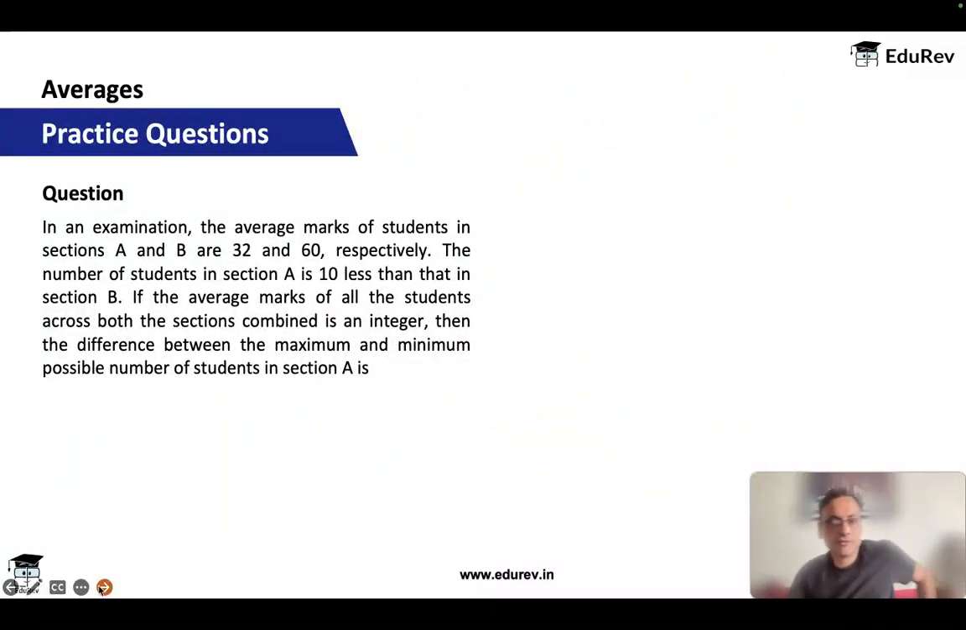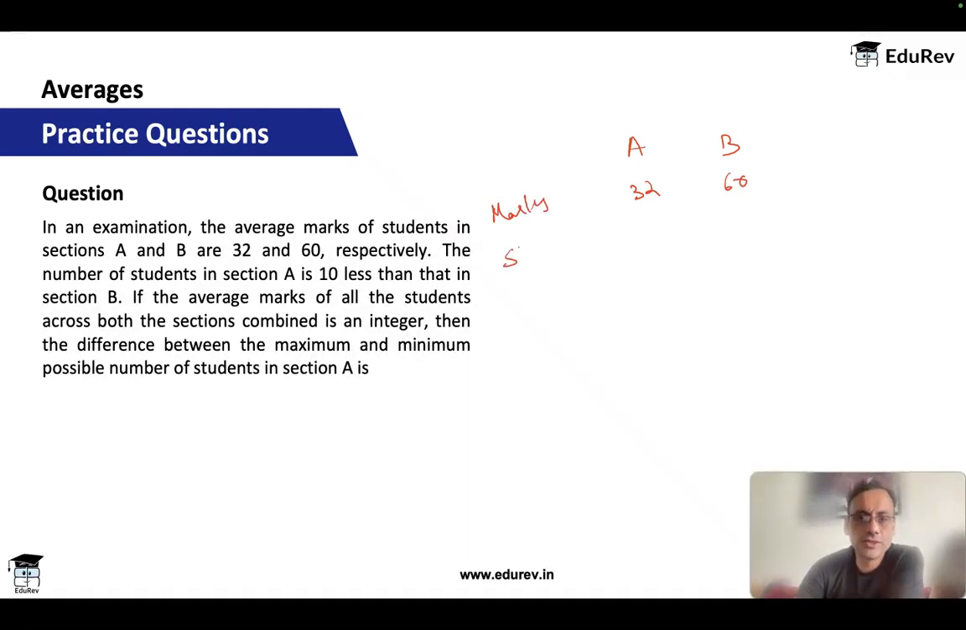Let's do some questions on this, and you'll see that questions on this can be fairly complicated. So we have this question, very interesting question, and this again is a CAT question of CAT 23. The average mark of students in section A and B are 32 and 60 respectively. So these are the marks, and then we have the students. So students in section A is 10 less than that in section B. So let's say this is X. So this is X minus 10. Okay.